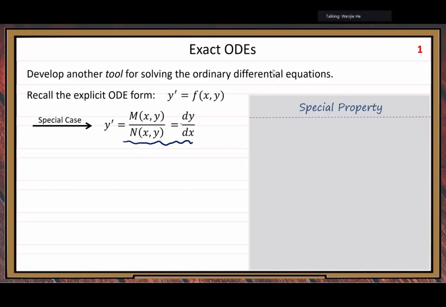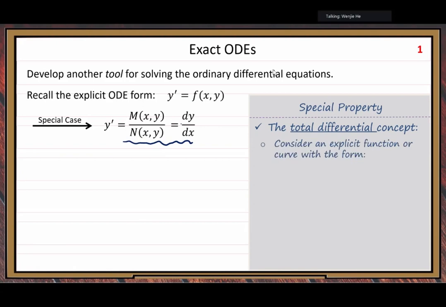All right, special property. So let's study some special property. This special property is called the total differential concept. Differential, we know differential, but here is a special type of differential called a total differential. Why do we call it total differential? Let's look at the situation.